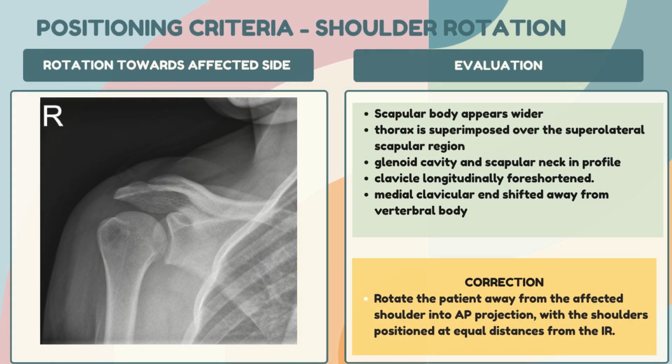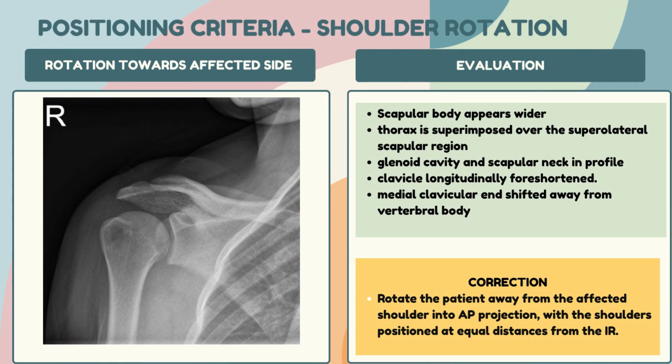If the shoulder is rotated towards the affected side, the scapular body appears wider, the thorax is superimposed over the superolateral scapular region, the glenoid cavity and scapular neck are in profile, the clavicle is seen longitudinally foreshortened and the medial clavicular ends are shifted away from the vertebral body. To improve this position, rotate the patient away from the affected shoulder into an A.P. projection with the shoulders positioned at equal distances from the IR.